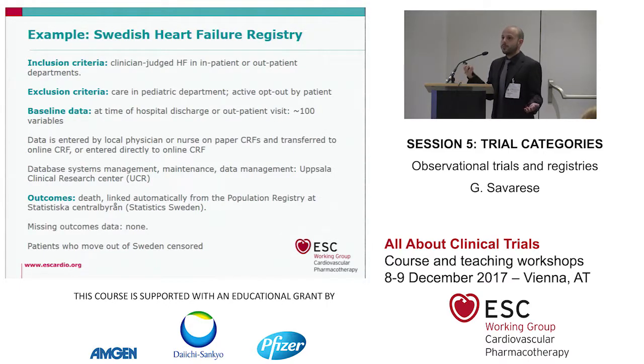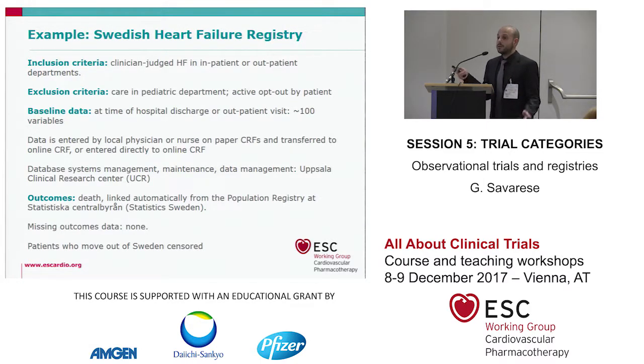So it's the other way around as compared with many other studies in which the patient has to sign a consent to go in. So we collect around 100 baseline variables for the patients who enter the Swedish Heart Failure Registry. We collect this on a paper CRF and then it's transferred to an online CRF. And we have outcomes that are not collected by the investigators, but are automatically collected, matching the Swedish Heart Failure Registry with the population registry.